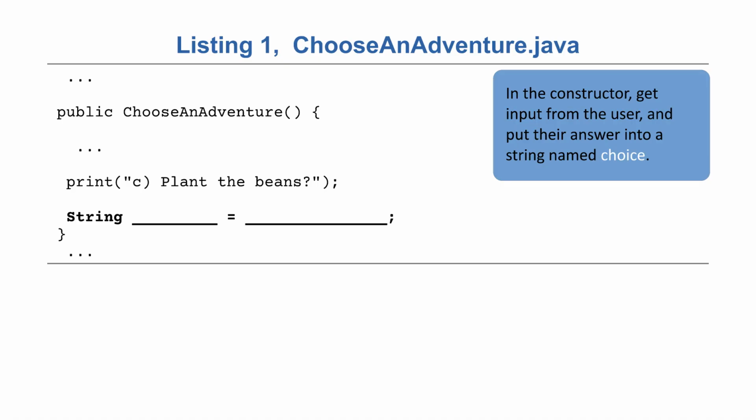Pause the video if you need more time in any of these exercises. If you want to see how I would complete any of the listings, please refer to the completed listings at the end of this video. Get input from the user and put their answer into a string named choice. Hint: go back to lesson TG 4.1 if you don't know how to print a prompt, then wait for the user to enter input. Run it.